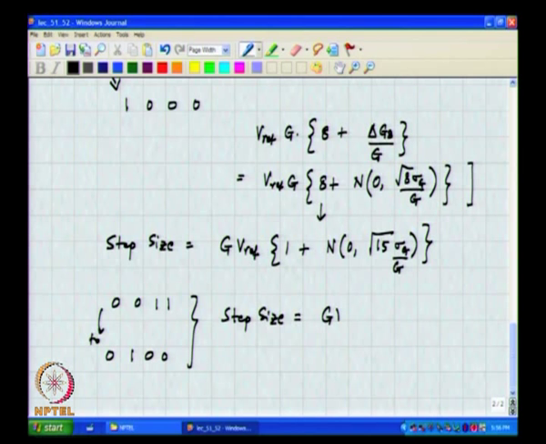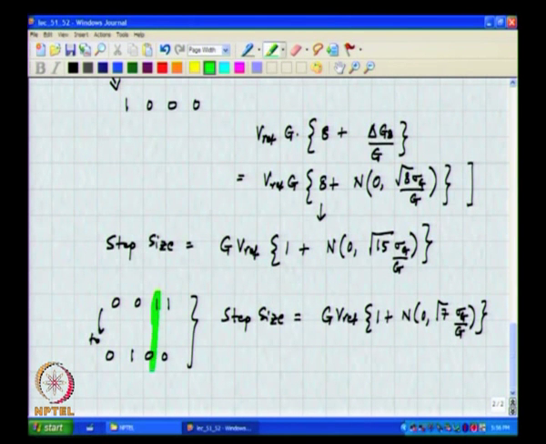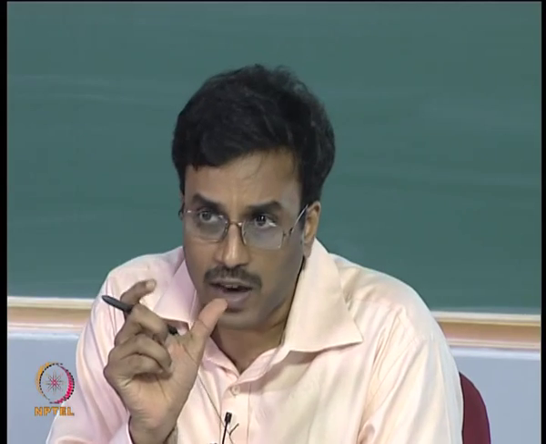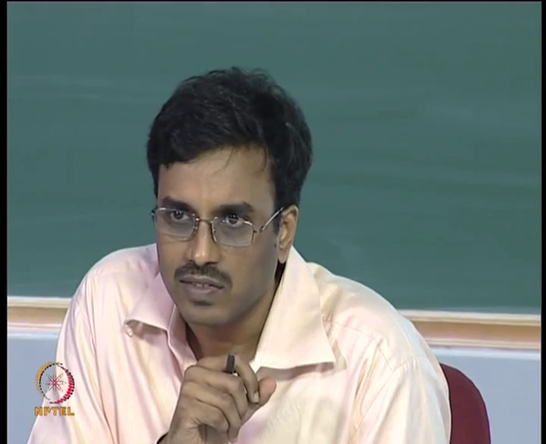It should be G times Vref times 1 plus N(0, root 7 sigma G by G), very good. And at this code transition, it will be by the same logic, root 3 and so on. So, which is the worst? The major code transition is the worst as far as the variance of the step size is concerned, right.